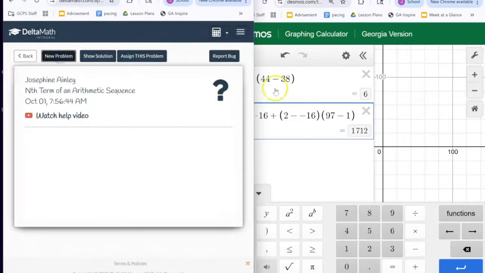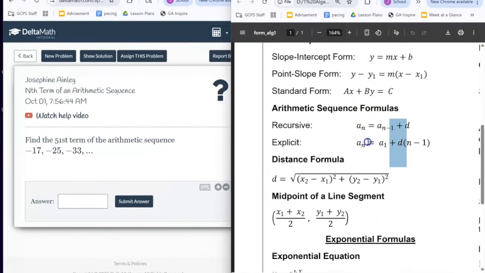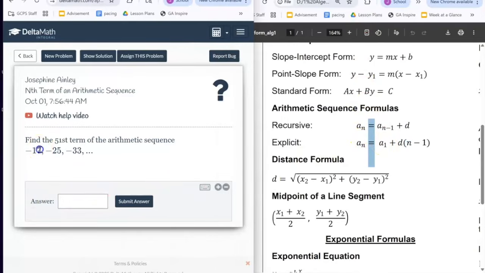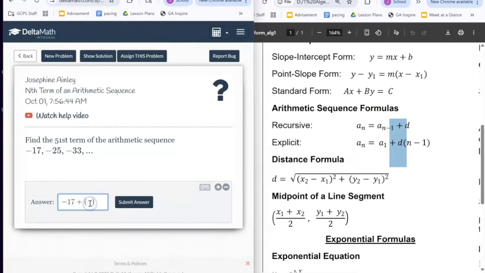All right, I'm just going to do one more just to make sure. Again, all I'm doing is filling in the formula. I start off with the first term. What's the first number? Negative 17. Then I go plus the common difference. So what is the common difference? How do I find d? The second number, which is negative 25, minus the first number, which is what? Negative 17. Again, don't drop anything. Just write it out. The second one minus the first one. Whatever it is, just write it.